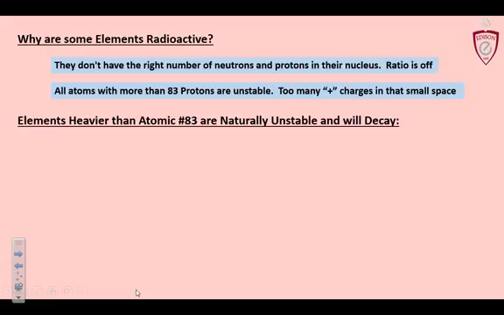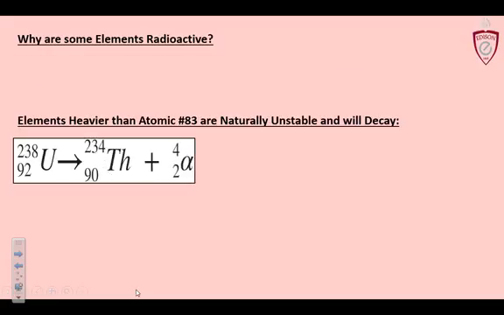We got some examples here for you. So this is uranium isotope 238, and it is becoming naturally thorium. Thorium, for Thor, the Norse god of thunder, one of the Avengers.